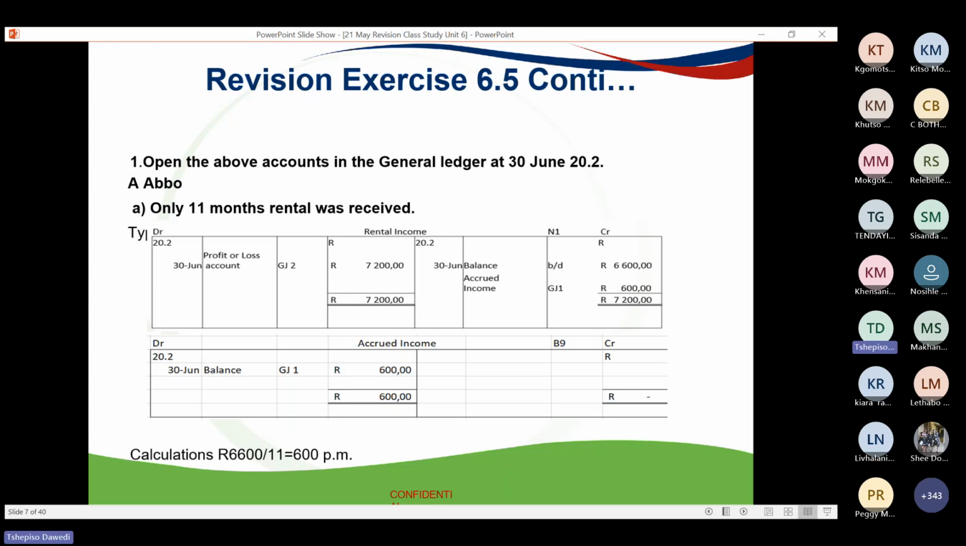And then the second part would be to record the stationery on the stationery account.